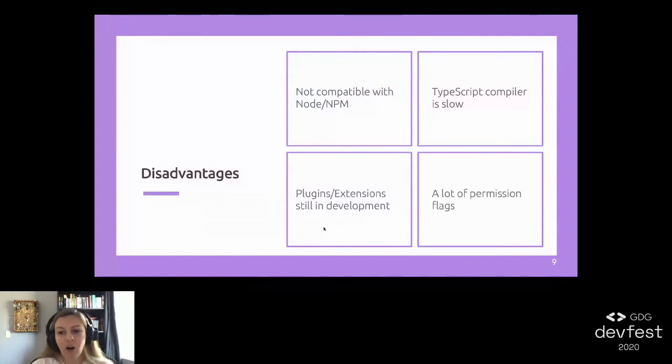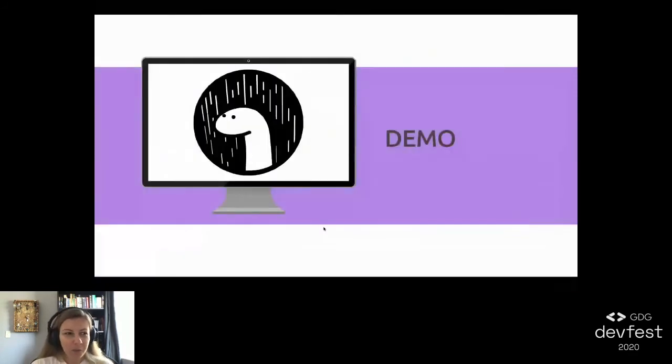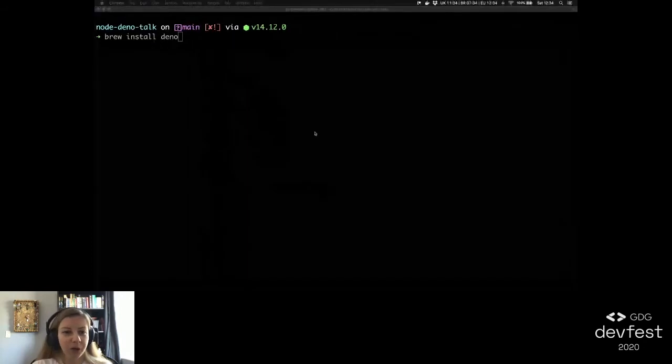And there are a lot of permission flags. You'll see when we run some of our demos in a moment that your startup command becomes very long very quickly because you have to keep adding a whole range of different permission flags. So with that, let's get onto a demo. So I can show you some code.